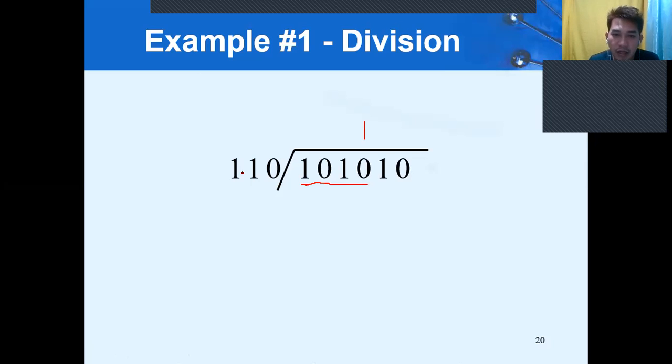Then 1 times 1, 1, 0. That is 1, 1, 0. Okay, then subtract. So 0 minus 0, that is 0. 1 minus 1, that is 0. Okay, ito. Borrow tayo ha. So 1 magiging 1, 0 na yan siya. Then ito, 0. 1, 0 minus 1, that is equal to 1. Okay, then bring down 1.